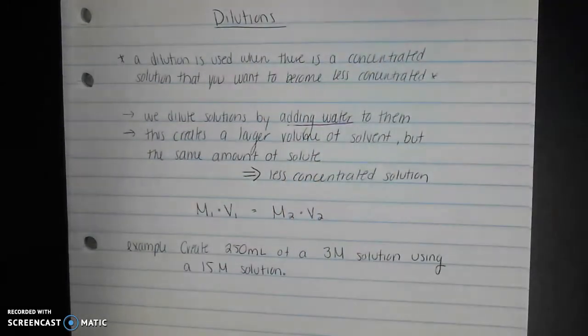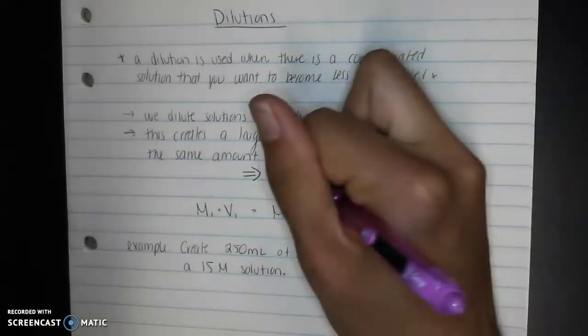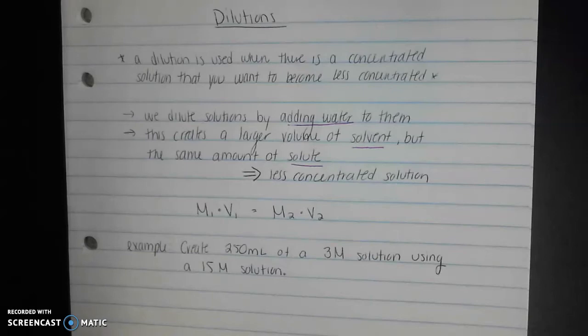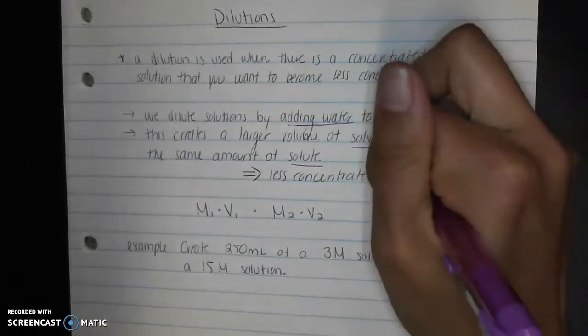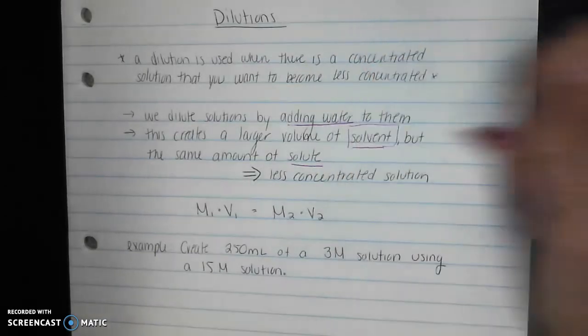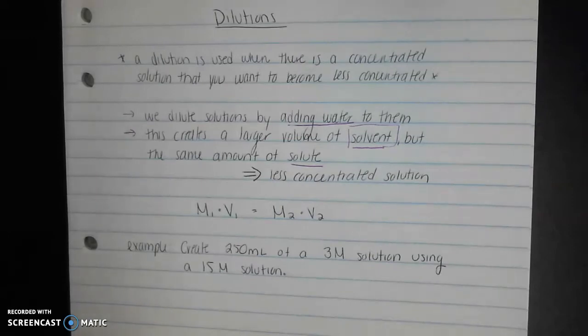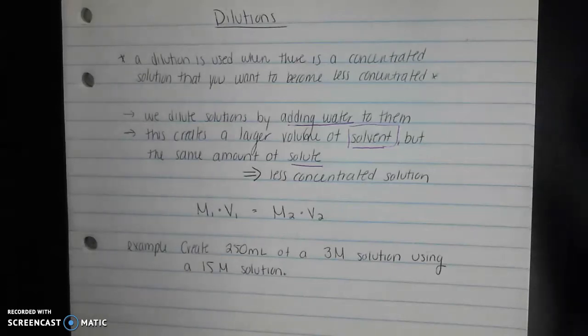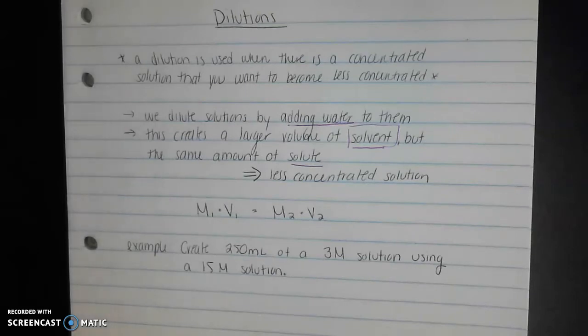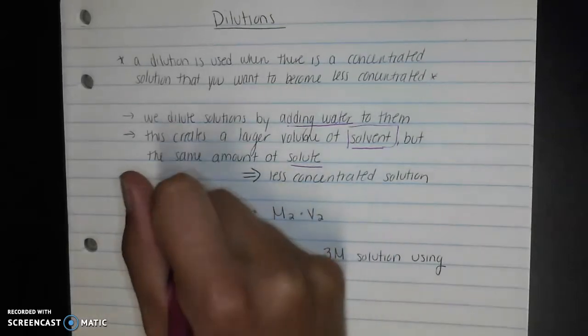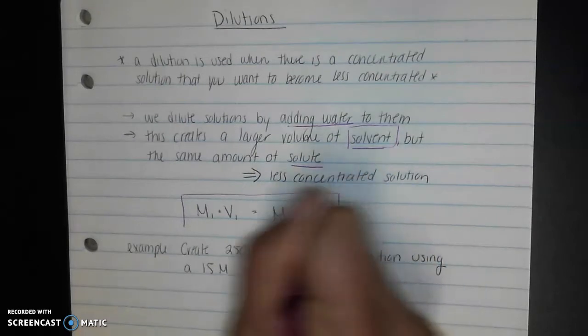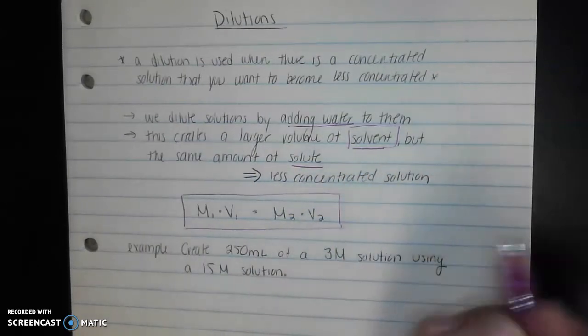So basically what we're doing is we're increasing the amount of solvent but keeping the same amount of solute, right? We're adding water. We know that water is usually our solvent. And so we are diluting it because, again, our moles of solute are staying the same, but we have increased the volume of water. Okay, so the equation that we use is this equation for our dilutions.